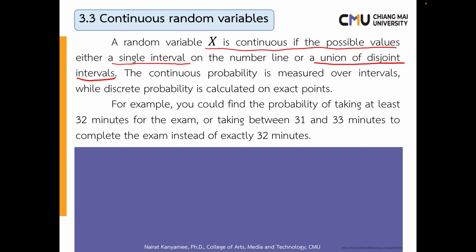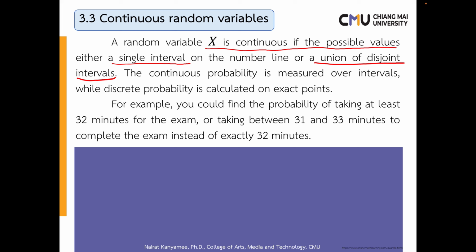So x is continuous if the value is either a single interval or a union of disjoint intervals. All right, when we find a probability for this type of random variable, we need to measure over the intervals, not just at a point. Before this, we found the probability at, say, x equals 3 or P of x equals 5, so at a single point. But in 3.3, we need to measure over the whole interval. So it will be something different, with a different formula and a different concept.